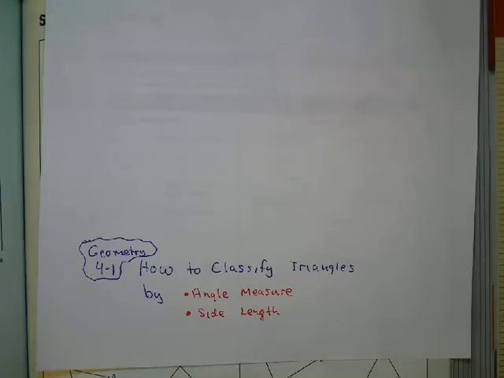Okay, today we're going to be learning how to classify triangles by angle measure and side length. This is our lesson 4-1 in our geometry book. We start by looking at classifying triangles by angle measure.